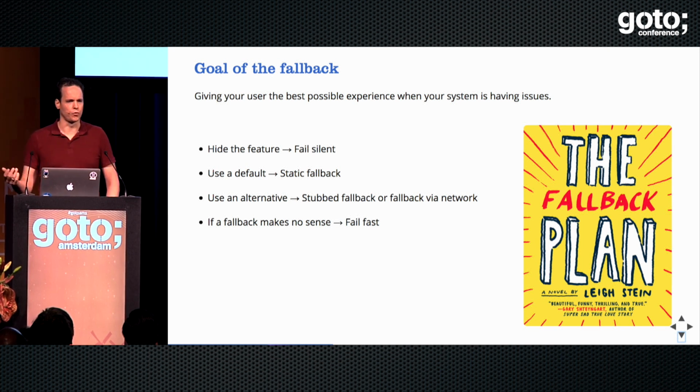And you can do that in several ways, and a couple of examples are you hide the feature, it's very simple. You use a default, which is called a static fallback, or you try to get an alternative, which is called a stubbed fallback, or a fallback via network. And not always a fallback makes sense, and we'll look at that in a couple of slides.